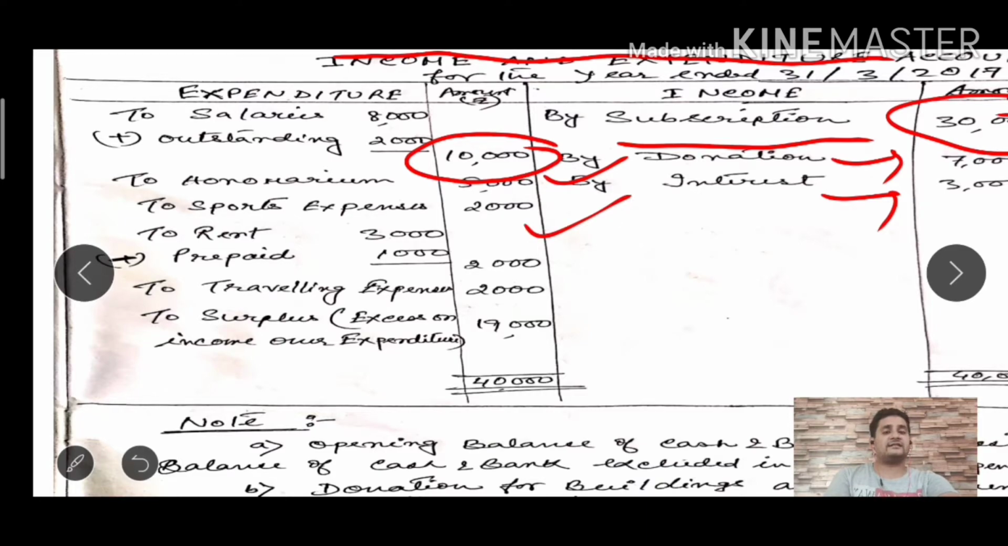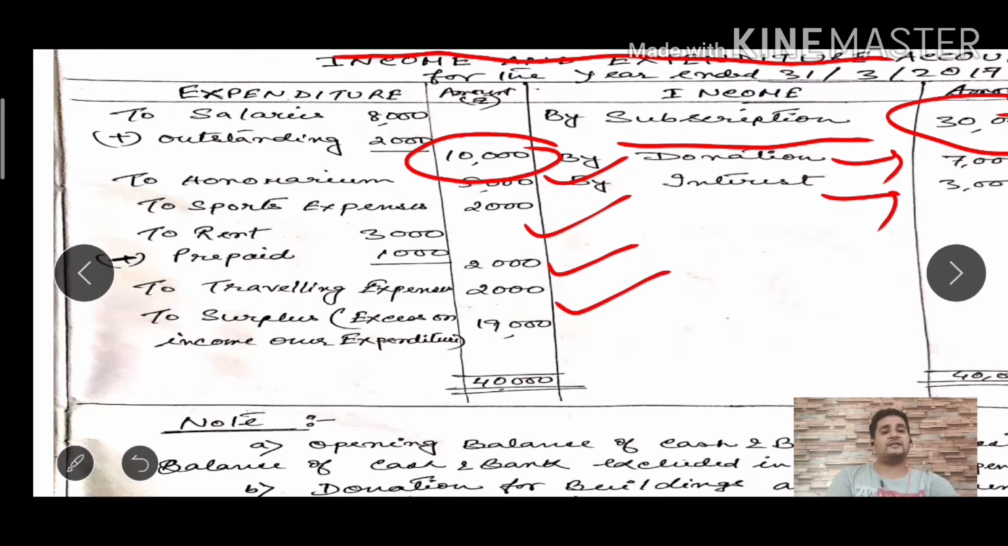Now rent, current year rent is given as 3,000, but prepaid rent is also given. So this 1,000 was already paid in the previous year, so that is why this amount should be deducted from the current year rent. So 3,000 minus 1,000 is 2,000. Next, travel expenses are given as 2,000.